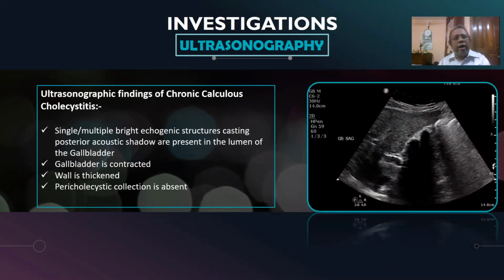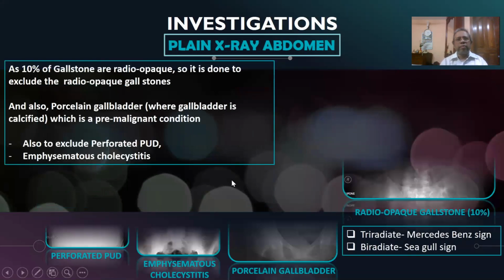So this is the chronic study: single or multiple bright echogenic structures casting posterior shadows, present in the lumen of the gallbladder, and the gallbladder is contracted, wall is thickened, pericholecystic collection is absent. So your diagnosis is chronic calculous cholecystitis.